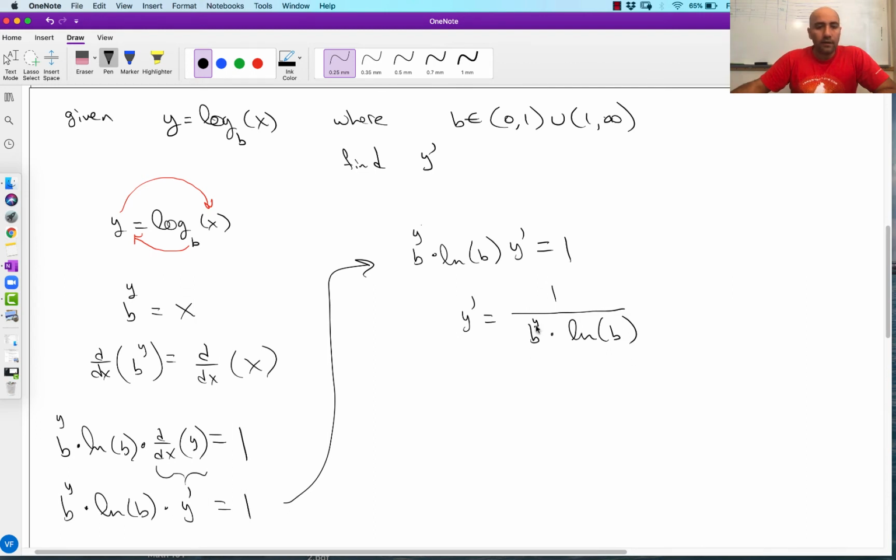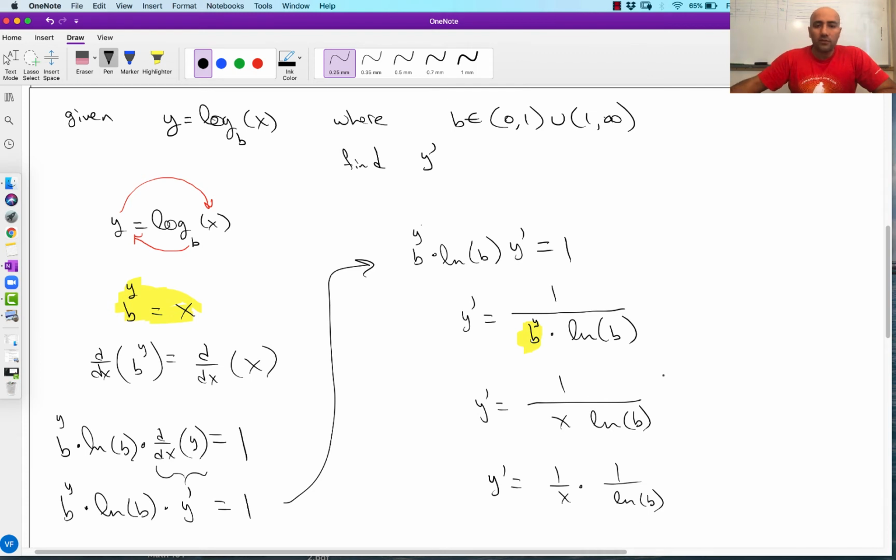But b to the y power, well, that was x. From right here. So I'm just going to replace that and say that y prime is equal to 1 over x ln of b. Okay, and this is the answer. Or we can separate it. Sometimes we see it separated like this. Y prime equals 1 over x times 1 over ln of b.